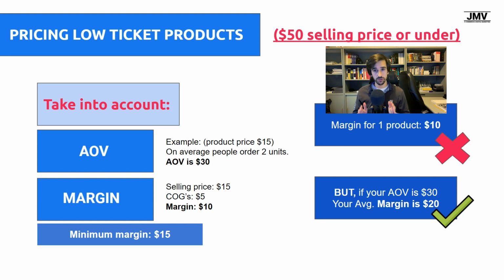Yes, your margin should have a minimum threshold because if you're advertising on social media, you need to pay for those costs, and those costs are quite hefty. But if you're advertising a cheap product, chances are people will start buying more than one, especially if you have some offer like quantity discounts. So you really need to take this into consideration.